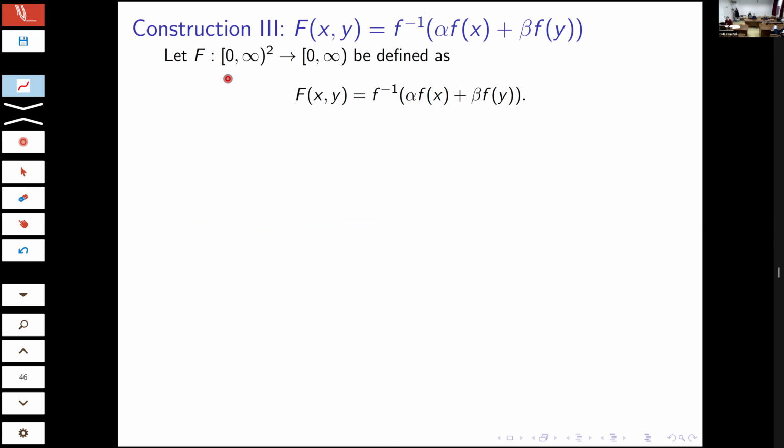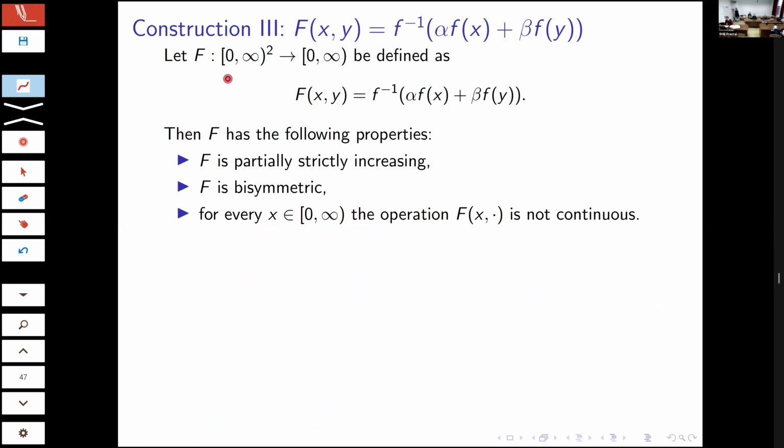It is a function from 0 infinity squared to 0 infinity, defined in this way. And it has the following properties. Partially strictly increasing. It is clear because, as we discussed, if alpha and beta are bigger than 0, then it's partially strictly increasing. So that's why I talked about those easy properties at the beginning. F is bisymmetric. And this is the harder part. So for every x in 0 infinity, the operation f(x, dot) is not continuous.